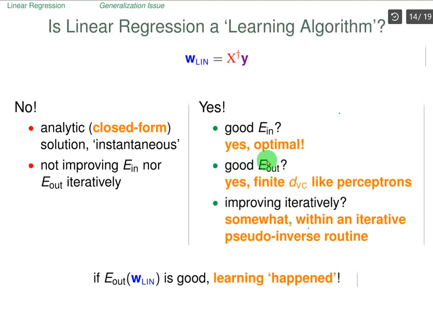Is it improving iteratively, the in-sample and out-of-sample error? Somehow, yes. Internal implementations of those pseudo-inverse matrix computation tools use iterative processes. So we can relate the calculation of the pseudo-inverse to improving iteratively. So if out-of-sample error is good, we can say that learning is happening.